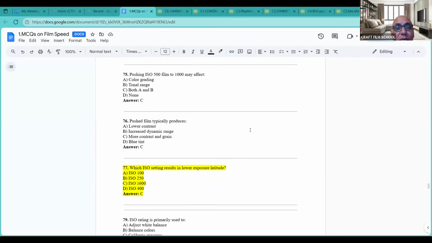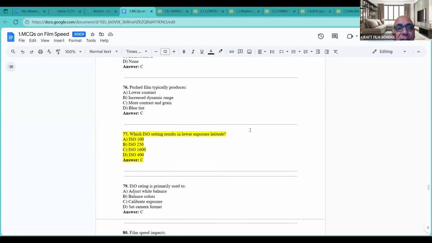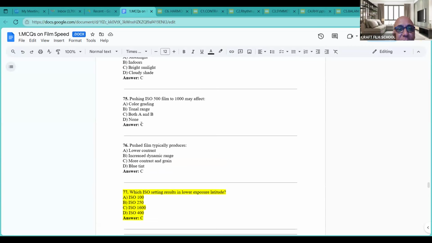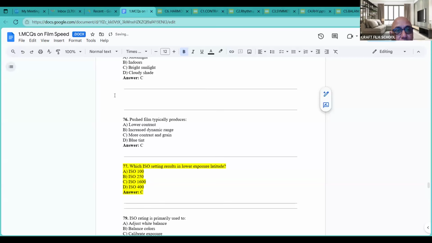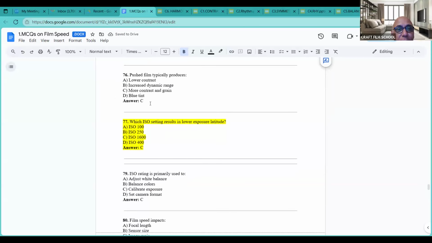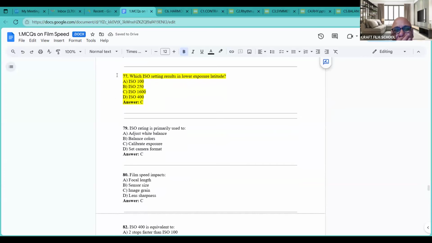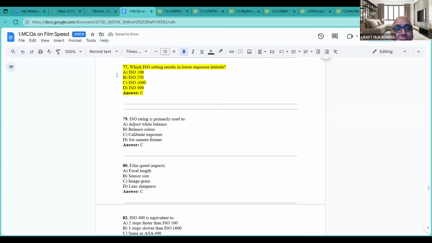Pushing ISO 500 to 1000 again is a pushing process. I will delete these questions because now I think it may not be required. Push and pull, I have explained to you, but I think they will not ask these more difficult questions. Had we been shooting on negative, then probably this question could have been asked.